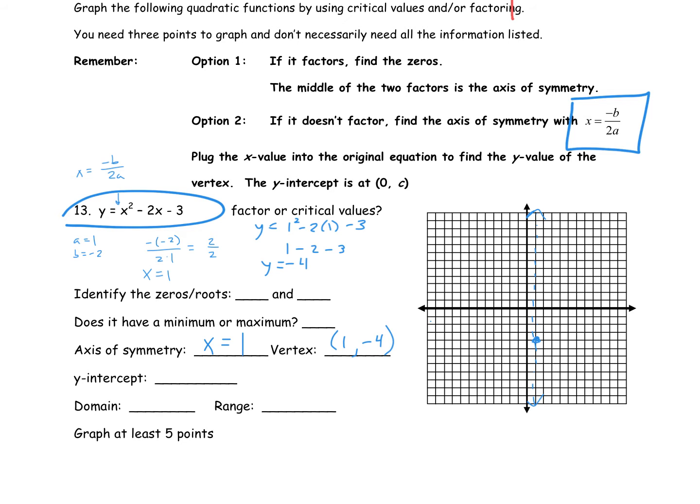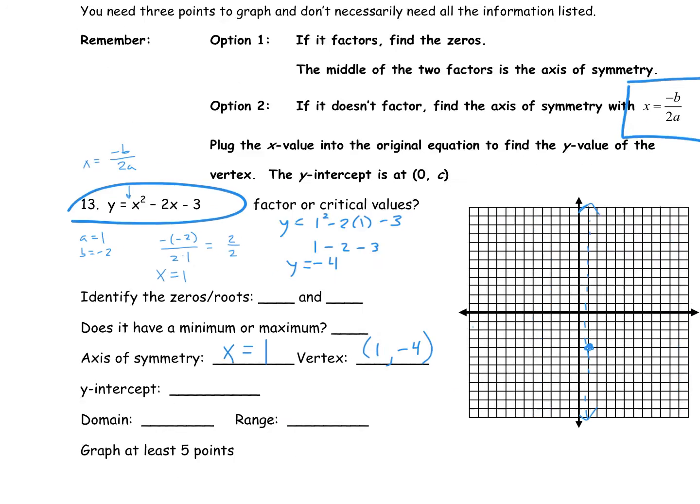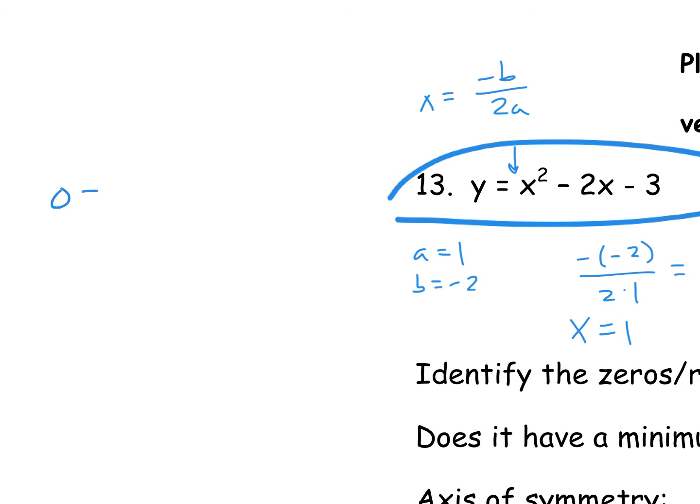So now we need to identify the zeros or roots. How can we find the zeros? To find the zeros, we set y equal to 0 because we're finding the x-intercepts. Those are our zeros. So change y to 0, x squared minus 2x minus 3, and then we solve by factoring. So do we have two factors of negative 3 that add to negative 2? Negative 3 and 1. So x minus 3, x plus 1.